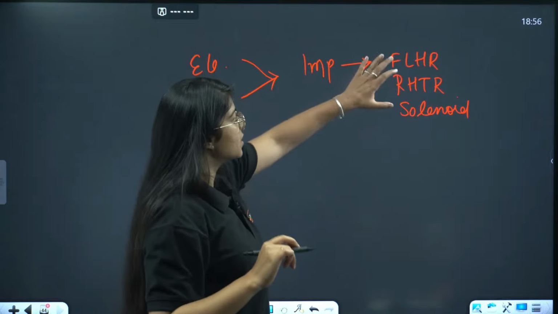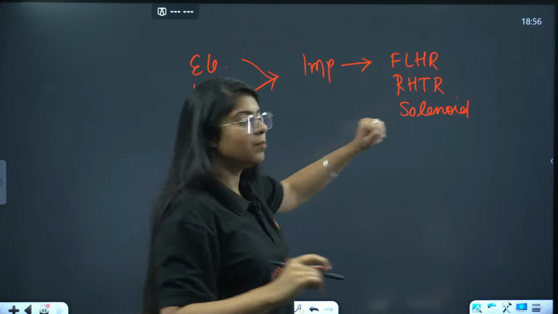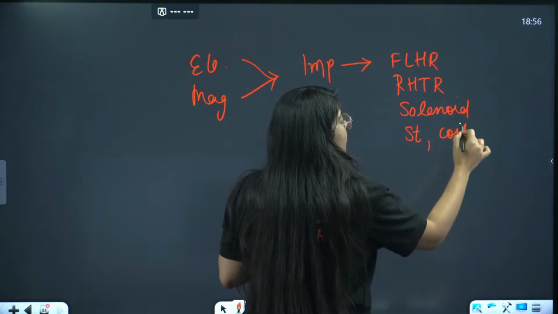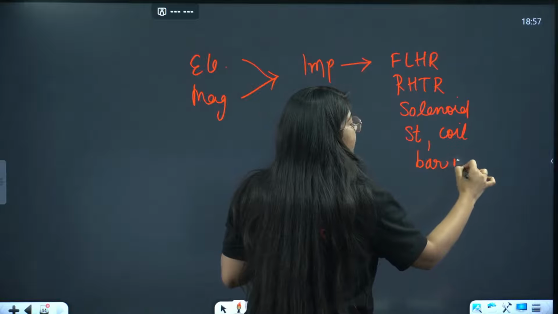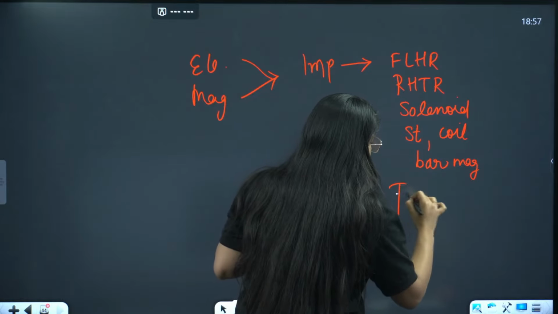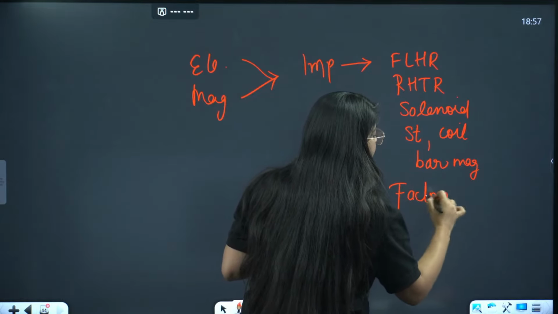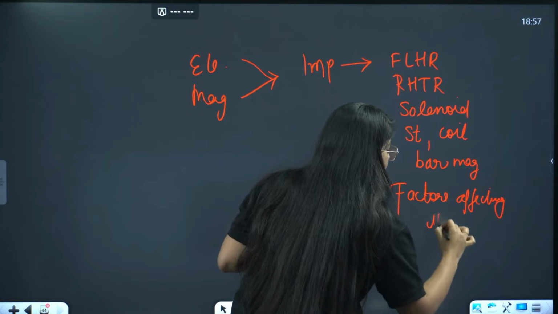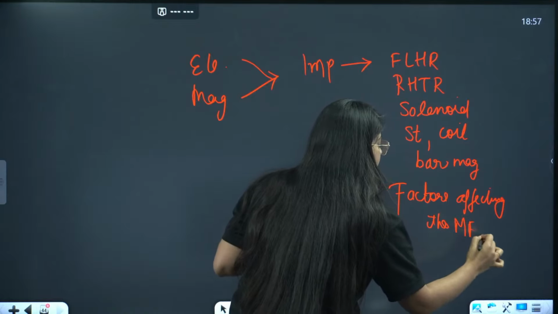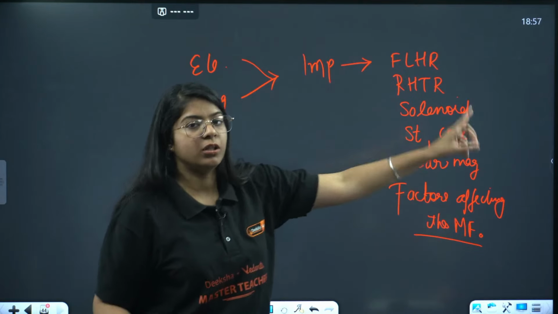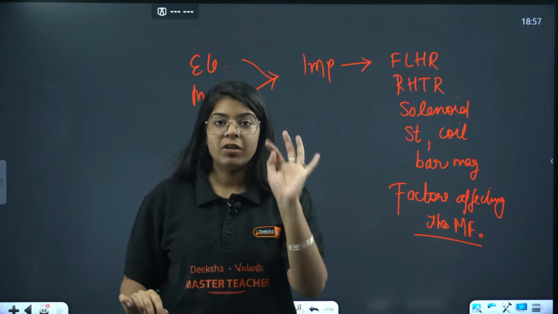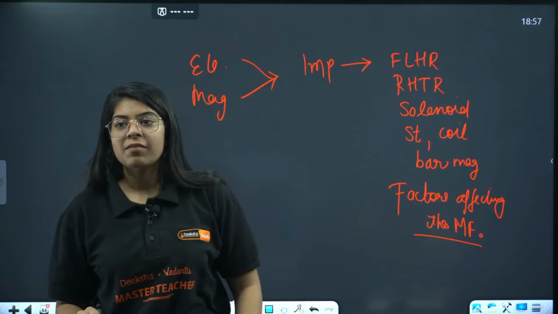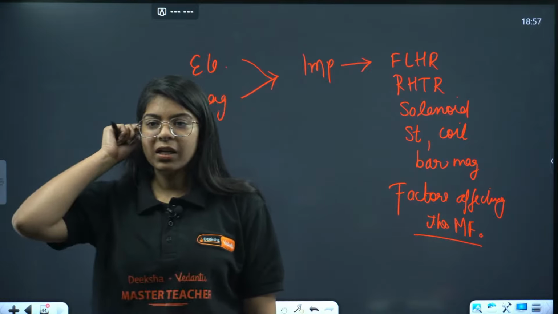Because these are the topics from where questions will be asked. Straight wire and coil, bar magnet, and very important, the factors affecting the magnetic field, right? Go and study these topics, then go and solve the questions. I have recorded lectures of the questions. Go and solve those questions, practice those questions. If you have any doubt, let me know, okay?